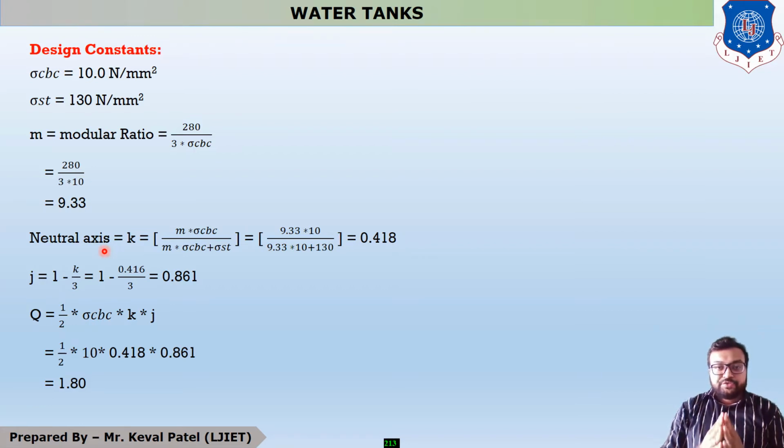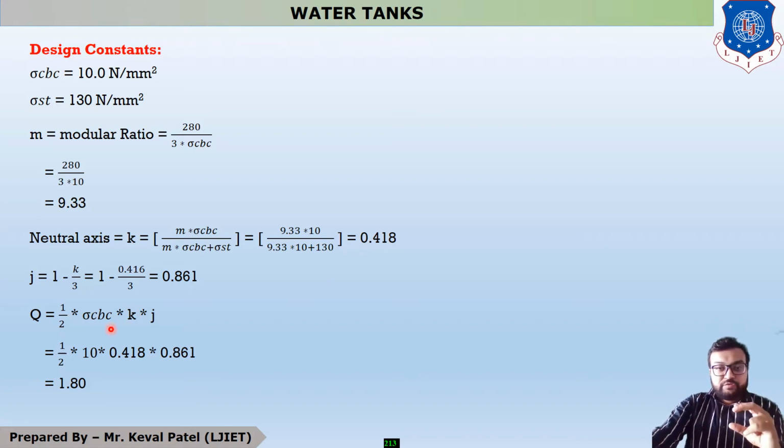The equation of small k is m into sigma CBC divided by m into sigma CBC plus sigma HT. So students, after putting all this value, we will get our answer 0.416 or 0.418. There will be some round figure value. Okay. After calculating these two design constants, the third design constant is J.